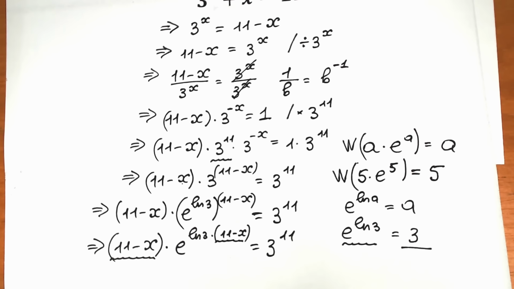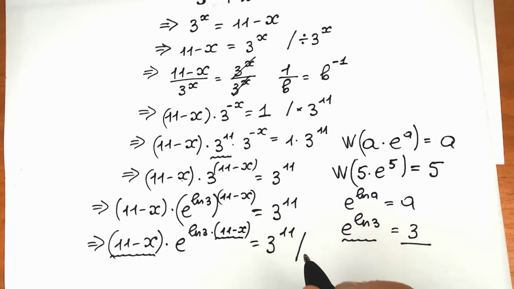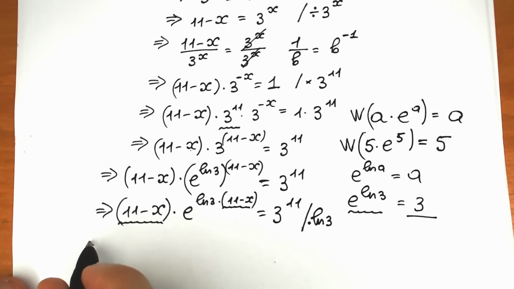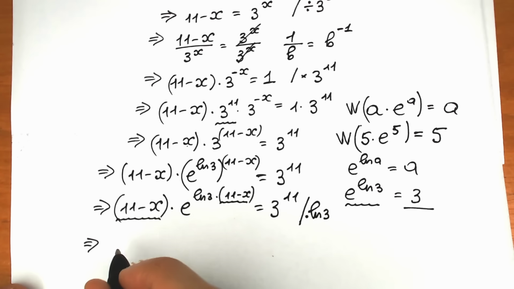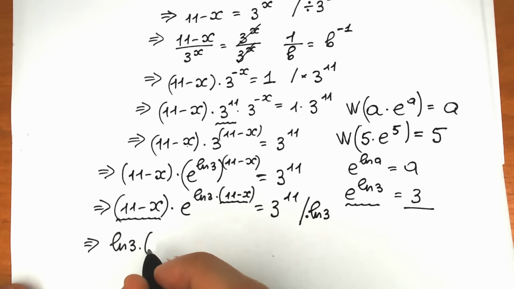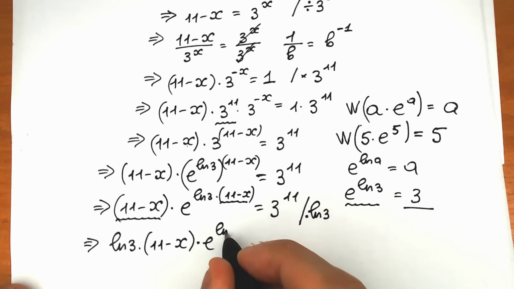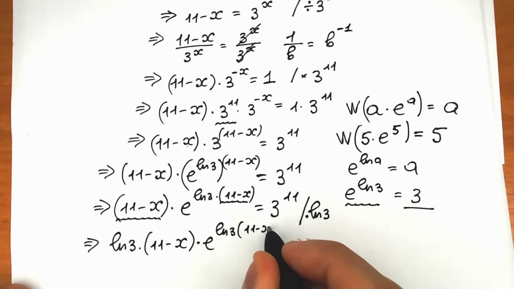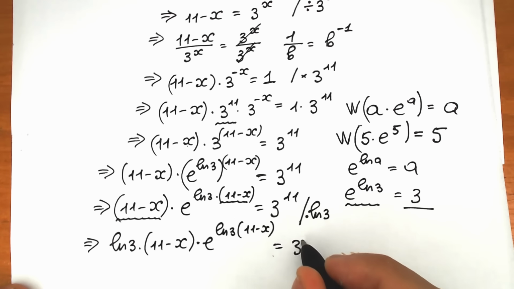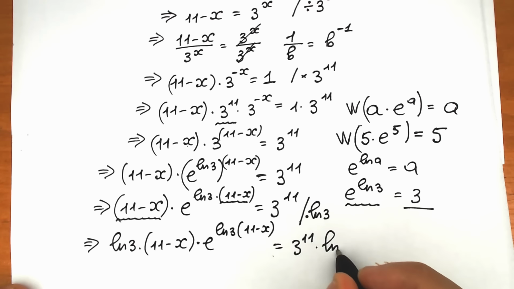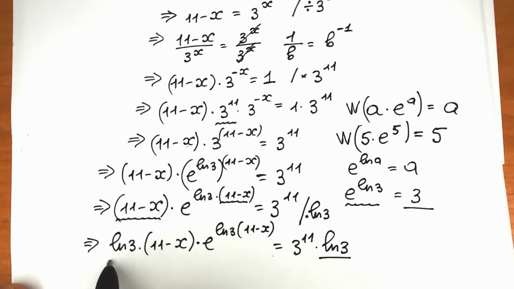And for this, in this moment, let's multiply both sides by this natural log 3, and we will have a really great trick. As a result, what do we have right here? Natural log 3 times 11 minus x, times e to the power natural log 3 times 11 minus x, equal to 3 to the power 11 times natural log 3. So we just multiplied both sides by this natural log 3, but with one really interesting moment right now.